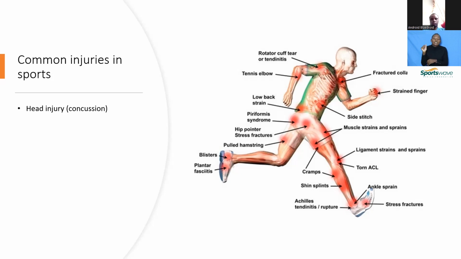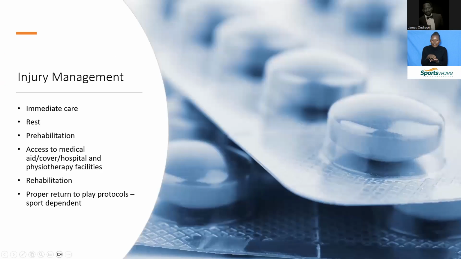Lower down into the legs, shin splints are very common. Around the ankle, you can get ankle injuries. You can get injuries to the Achilles tendon, a sprain, a strain, or a rupture. And within the foot, stress fractures, and another common condition is plantar fasciitis.